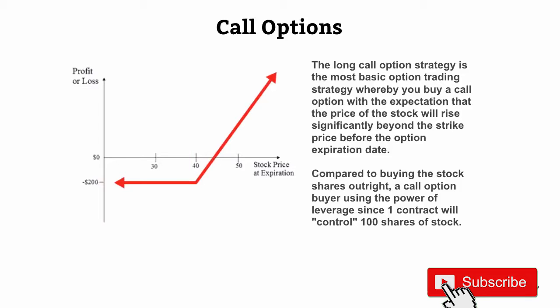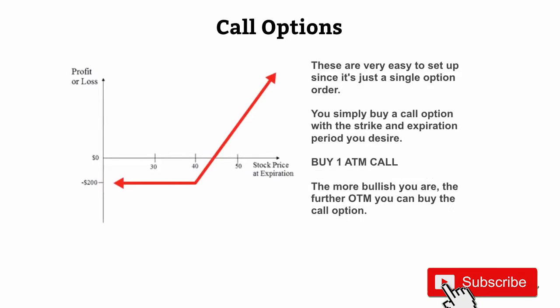Now, compared to buying the stock shares outright, a call option buyer uses the power of leverage that we've talked about previously, since one contract will control, or leverage, 100 shares of stock. So that's the benefit to doing this: we have power and leverage, and we can pick our points. We assume that maybe the stock is going to go higher than 40. So let's continue here further.